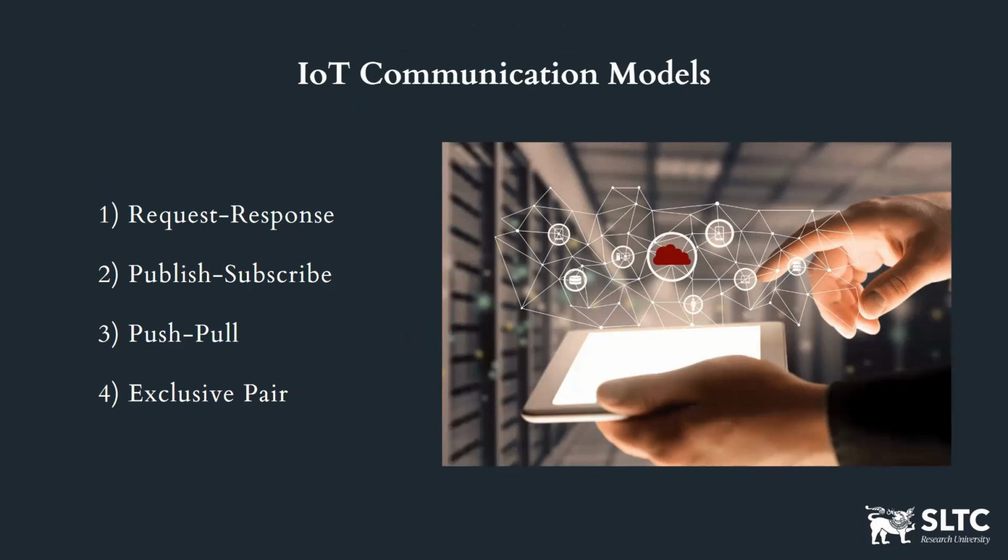Next, we are going to talk about IoT communication models, right? So IoT communication models means what are the general communication models that are used in IoT communications. So in here, we are going to be talking about how, for example, a client is communicating with a server. There are basically 4 methods that are popularly used: a request response method, publish subscribe method, push pull method, and exclusive pair method. So we will look into them one by one.